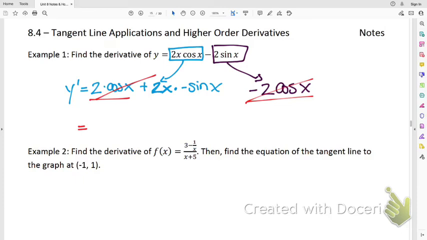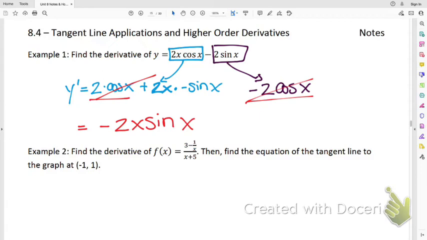Where's the negative go? In front. So I have negative 2x sine x as a final answer there. We do product rule on the first piece because it's a 2x times a cosine x. We do a normal derivative for the second piece. Put all the pieces together. Final answer.